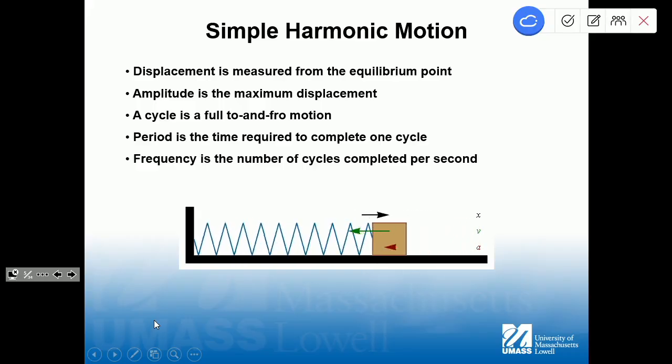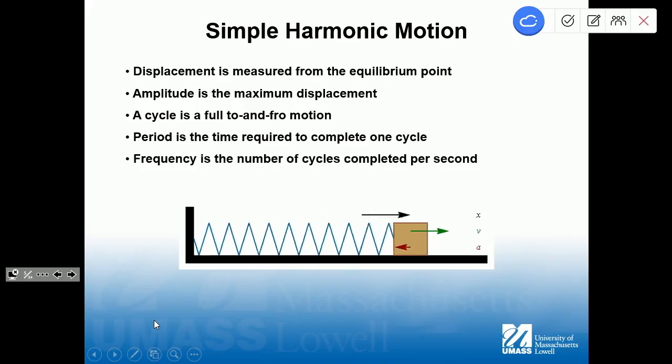Okay? A cycle is a full to and fro motion, right? So it's one complete oscillation. If I start from here, a complete cycle is go all the way to one end, come back, go all the way to the other end, and come back. Everyone with me? That's how we define one complete cycle. The period is the time taken for that cycle to happen, right? So in order for this object to go from here, come back here, go here, come back here, it took a certain amount of time. We call that the time period of the oscillation, right?